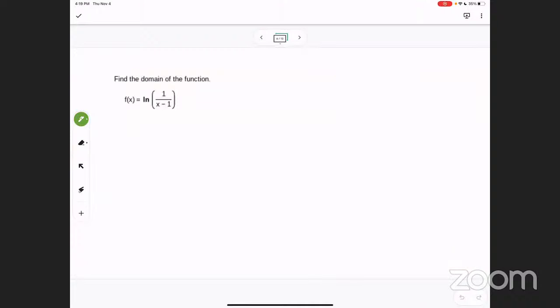So for this one, the domain again: set that greater than 0. So 1 has to be greater than x minus 1, which means x has to be less than 2, adding 1 to both sides, right? So x has to be less than 2, which means negative infinity to 2.